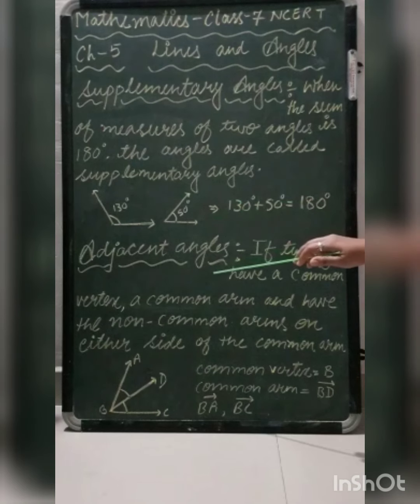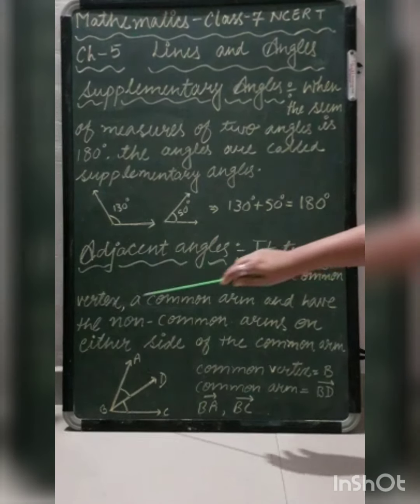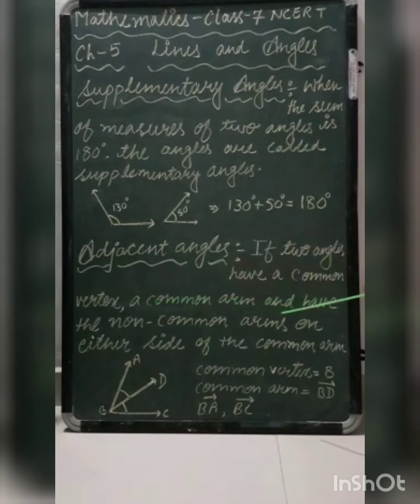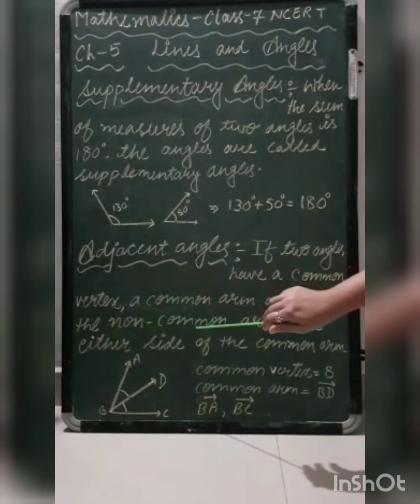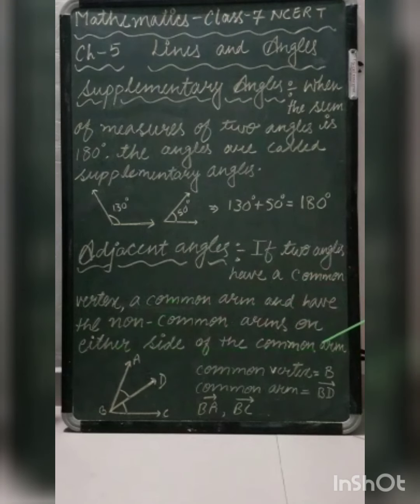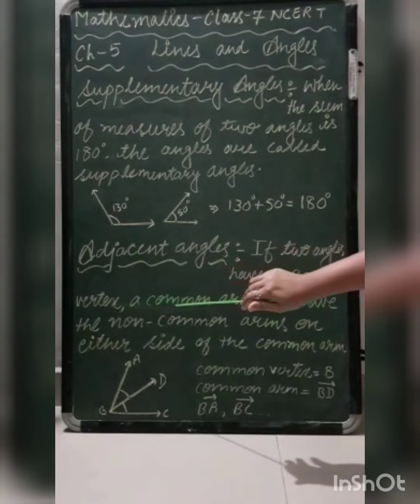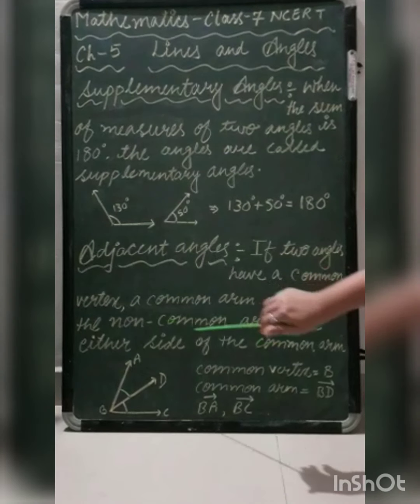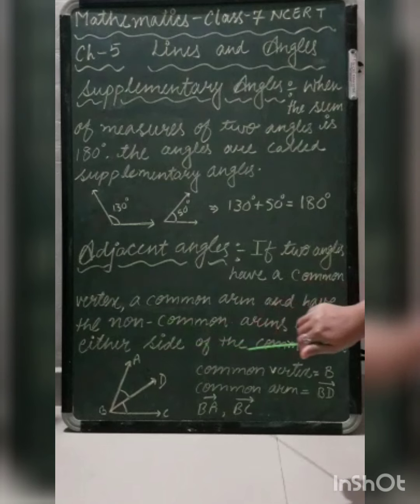Now come here for the next definition, adjacent angles. What are adjacent angles? If two angles have a common vertex, a common arm, and the non-common arms are on either side of the common arm, then they are called adjacent angles. So student, in adjacent angles finally we have to see 3 points: common vertex, common arm, and the non-common arms are on either side of the common arm.